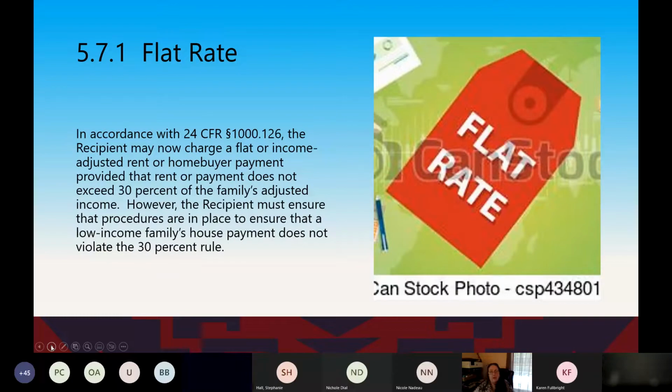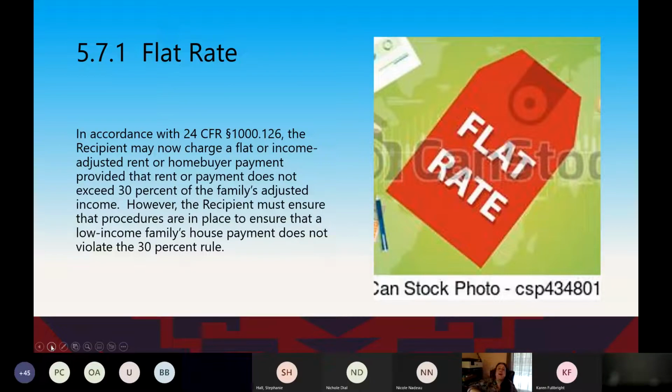So we're going to come to that. A flat rent in accordance with 24 CFR 1126. You can now charge a flat or income adjusted rent or home buyer payment, provided that that rent does not exceed 30% of the family's adjusted income. That's the bottom line. That's the bottom line on what you charge people.